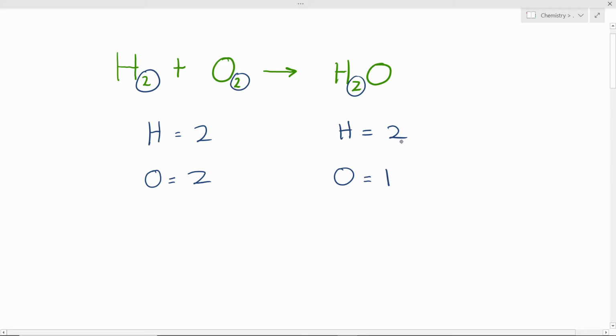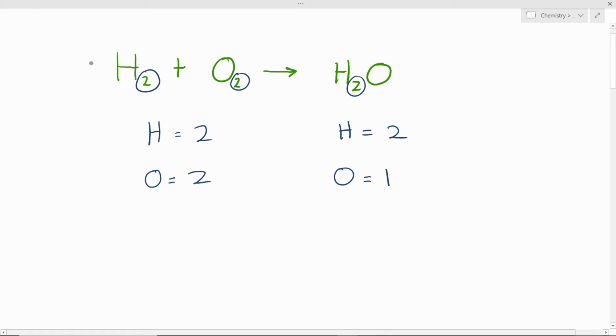Now when I look on both sides, I see that my hydrogen atoms are balanced. That is, there are the same number of hydrogen atoms on the reactant side and on the product side. Now if I look at my oxygen atoms, these are not balanced because I have 2 over here and I have 1 on the right side. So I need to balance this equation.